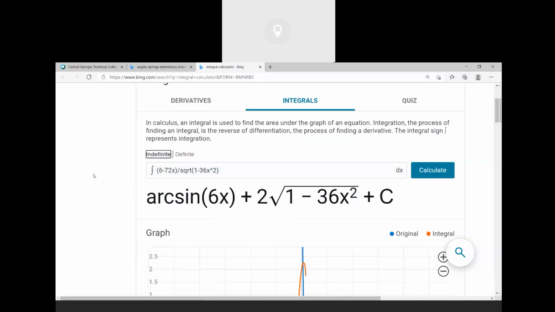All right, and that is the answer we got. Again, arc sine is the same thing as inverse sine, or arc whatever trig function you're given.